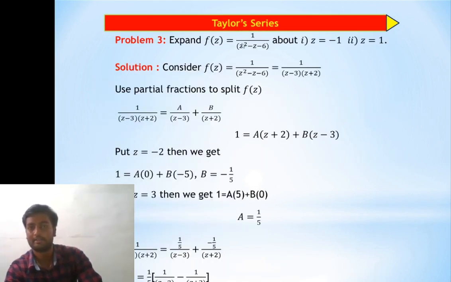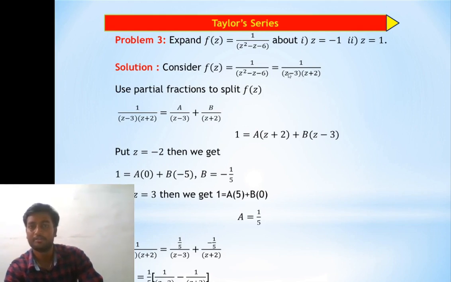See, expand f of z equal to 1 by z square minus z minus 6 about z equal to minus 1, z equal to 1. Now you consider this is your f of z, and using factorization method, z square minus z minus 6 can be written as z square minus 3z plus 2z minus 6. If you take z as common, if you take 2 as common, then you get (z minus 3) into (z plus 2). Now this is your f of z.